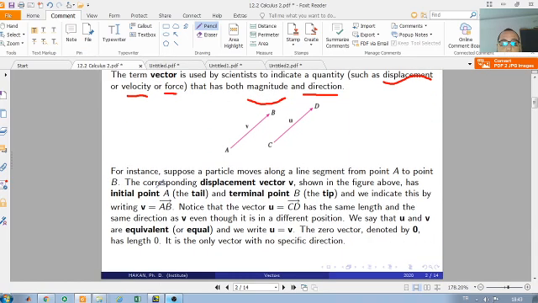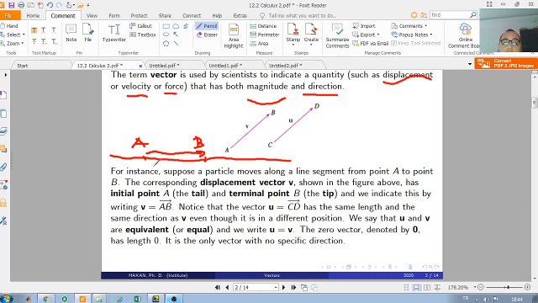For instance, suppose a particle moves along a line segment from point A to another point B. We have a line segment like this, and a particle moves from the point A to the point B. So the corresponding displacement vector v from the point A to point B will be like this. Shown in the figure, you can also see another representation for the vector v.